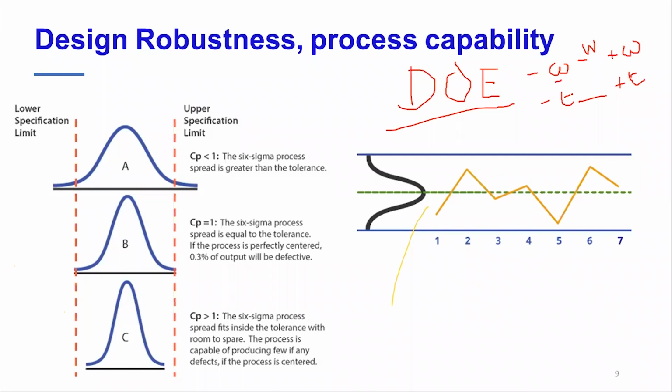So there are DOE tools available in Minitab or other software, through which, by giving all these levels and variables, you get to know that out of, let's say, 50 or 100 permutations and combinations, if I do some 10 designs, I will get to know the impact of this width, thickness, and angle on my stress.